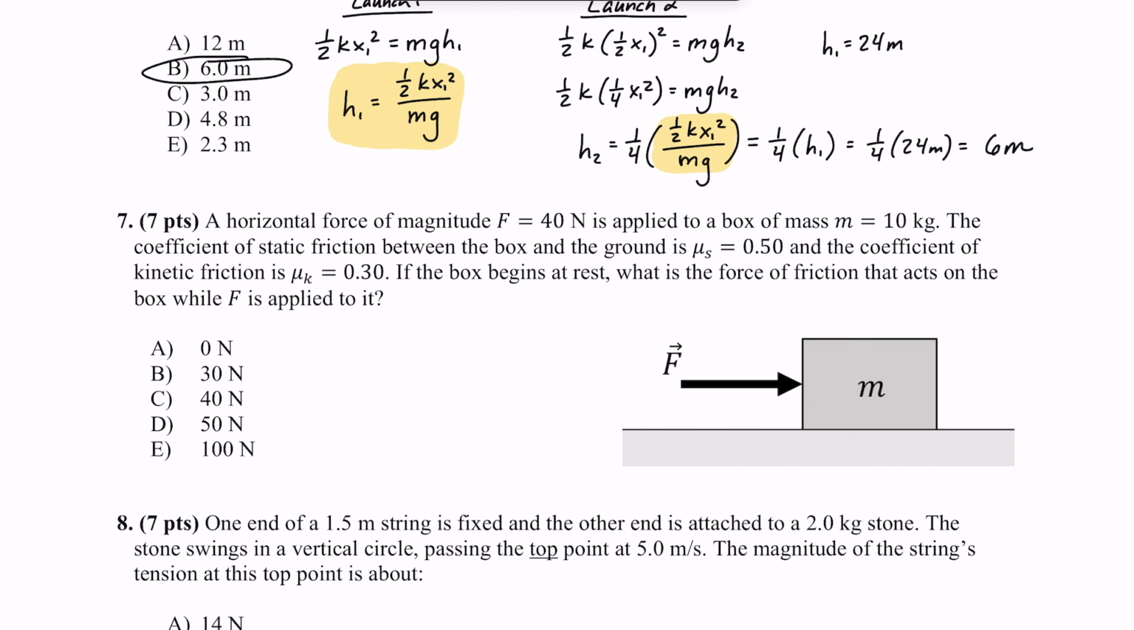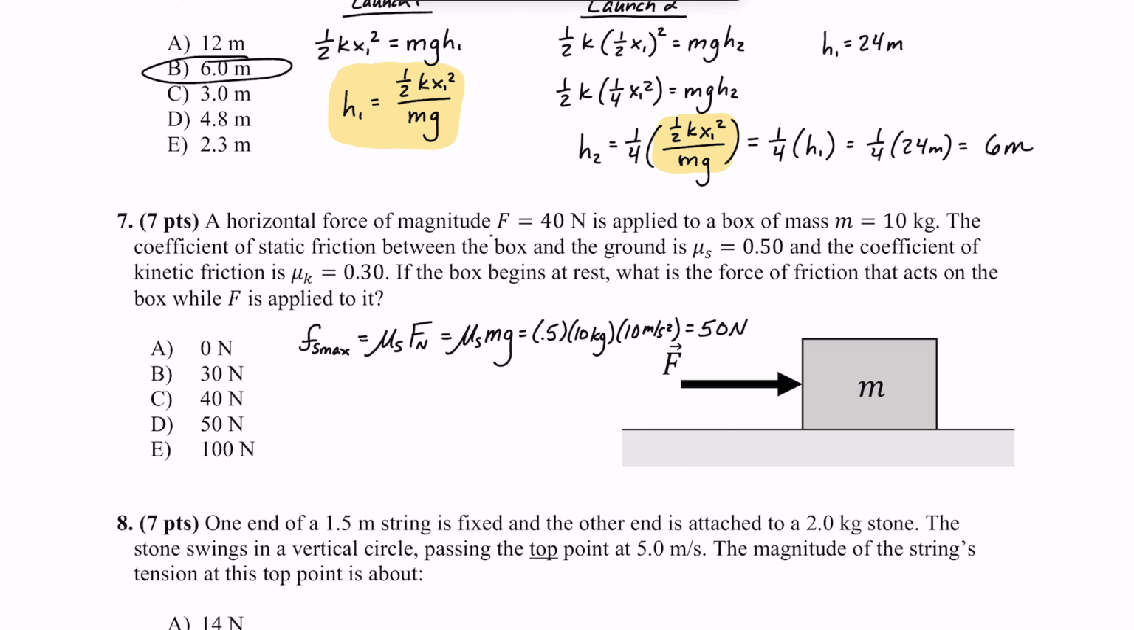To do that, we can calculate the maximum static friction force, which would be the coefficient of static friction times the normal force. The normal force on this box, because it's just sitting there, is equal to the gravitational force. And so plugging in numbers, we have for static friction 0.5, the mass is 10, and to keep things simple, let's just use g as 10 meters per second squared instead of 9.81. Multiplying this out, we get that the maximum static friction force is 50 newtons.